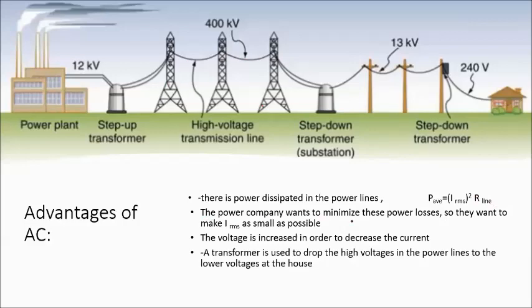Next, the power company wants to minimize these power losses. So yung power company, ipababa nila yung I RMS. Ang voltage naman yung i-increase in order to decrease the current. So a transformer is used to drop high voltages in the power lines to lower voltages at the house. So dito yung AC generator, step-up transformer, ipa-increase yung voltage. Tapos i-travel sa mga high voltage transmission lines. And then i-step down para sa substation. And then travel yan. Meron transformer para ipababa doon sa houses and consumers. So that's all for today.